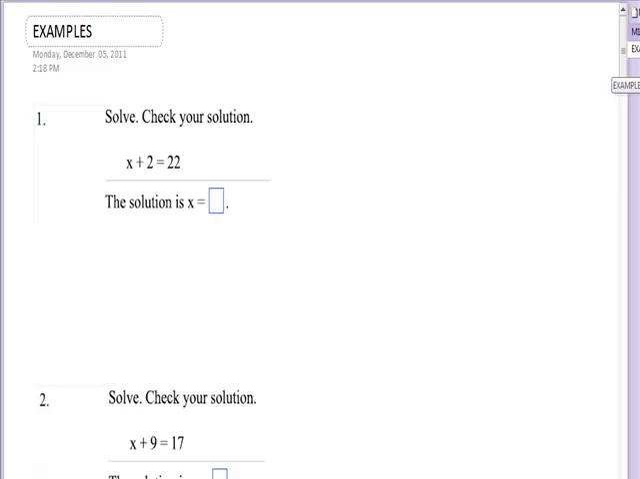All right, number one, solve and check your solution. Even though you might see the solution in your head, I encourage you to work through the steps so that as the problems get more complicated, you have a process. All right, you have x plus 2 is equal to 22.